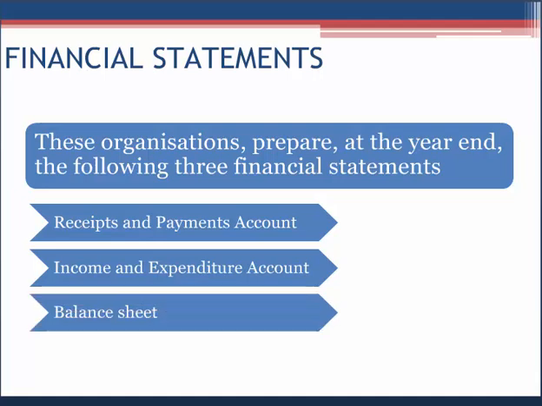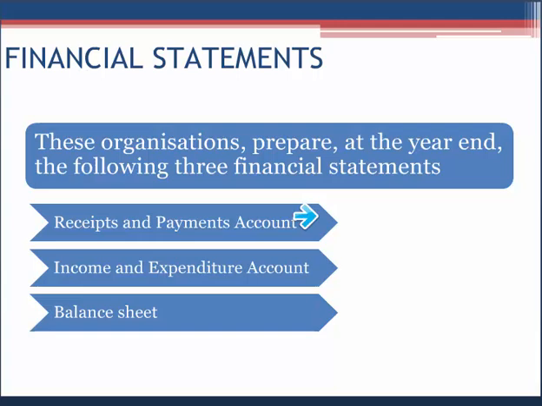So, an NPO prepares three financial statements. First one is the receipt and payment account. Second is the income and expenditure account. And third one is the balance sheet. How about taking a brief preview on all three of them? Take the first one, the receipt and payment account.